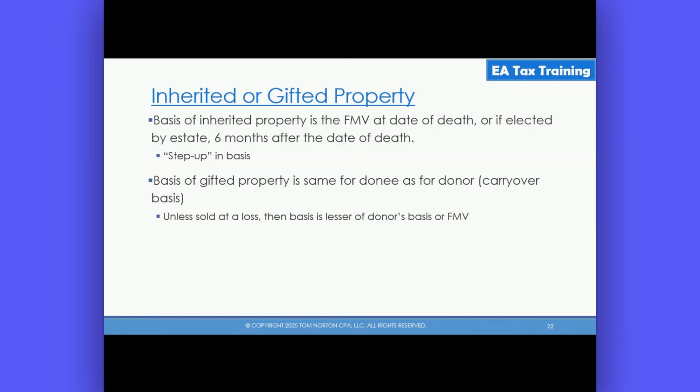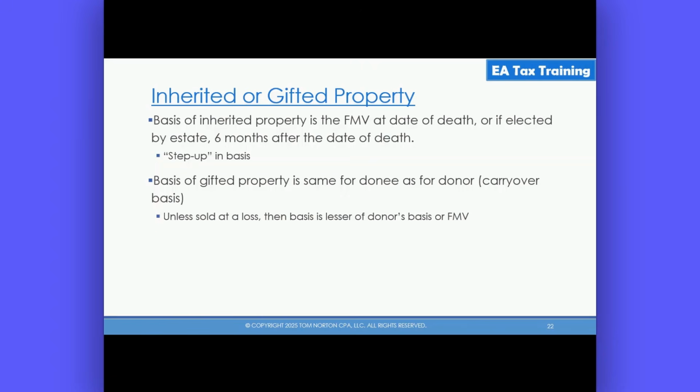But if the child now sells the stock, let's say as soon as they get it from the inheritance, they turn around and sell it, they're going to essentially have no capital gain on that sale because they're selling it for the fair market value at the date of death. So it is a very good deal from a tax standpoint.